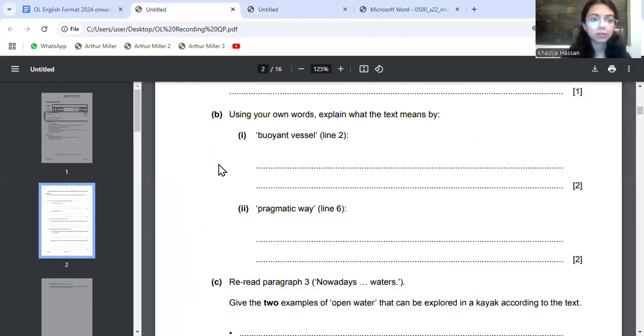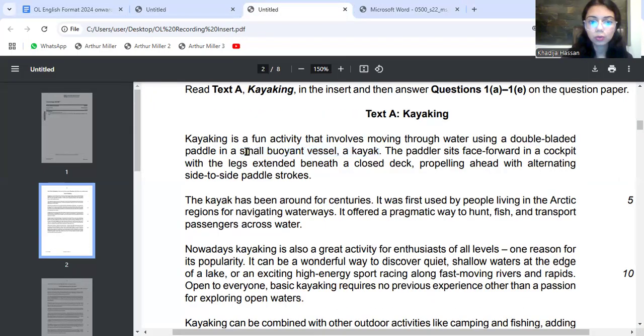Okay, so the way that you solve this question, by the way, is first of all, you do what I'm doing. You go to the insert, you find the line, you read the line. If you don't know the meaning of the word, you try to find it in context. Then there are two methods of doing it. Either you go with finding the direct synonym of each word, so exact synonym of buoyant, and exact synonym of vessel. In context is also very important.